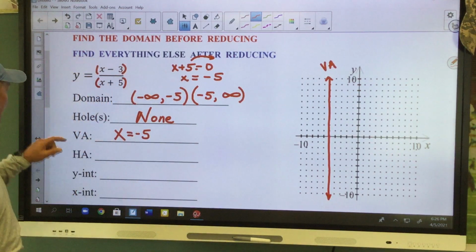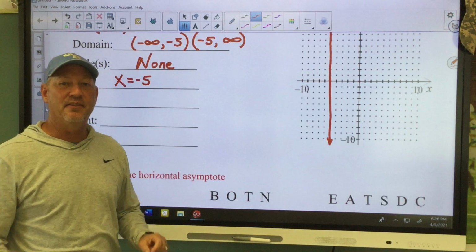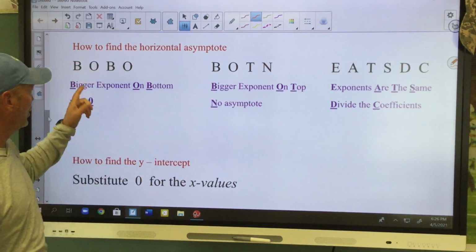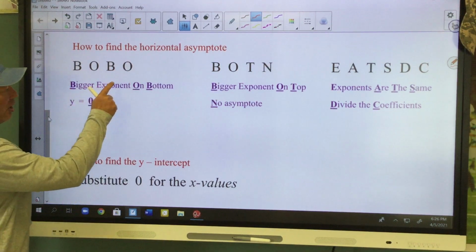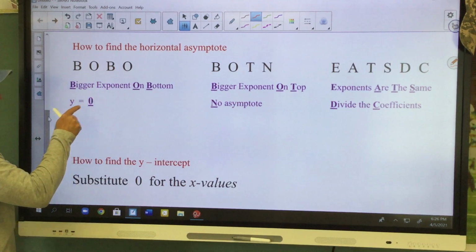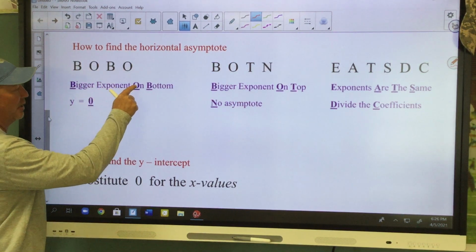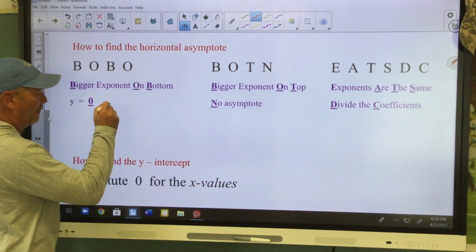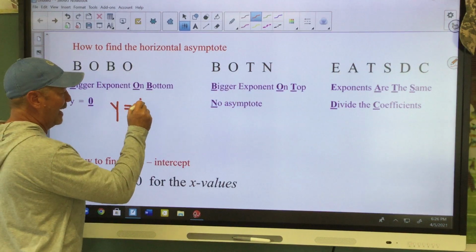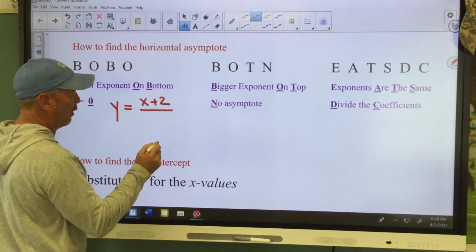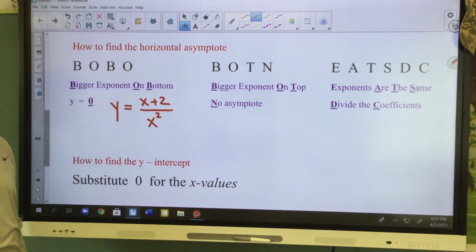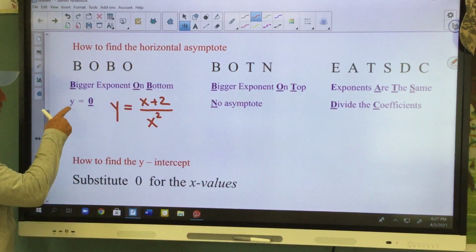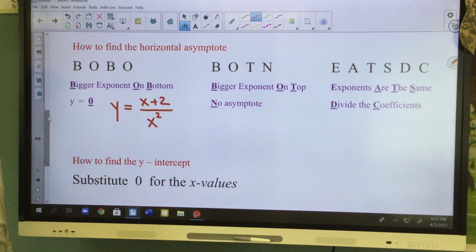Okay? And going through the next one, we're going to ask you to find a horizontal asymptote. And this is a little tricky. To find the horizontal asymptote, we're going to use an acronym. We're going to use BOBO, which means bigger on bottom, 0. Y equals 0. So it says if the bigger exponent is on bottom, y will be equal to 0. That will be your asymptote. So what does that look like? If I give you a problem that says y equals x plus 2 over x squared, where's the biggest exponent? Well, the biggest exponent is on bottom. So if the bigger exponent is on bottom, this y equals 0 will be my horizontal asymptote.